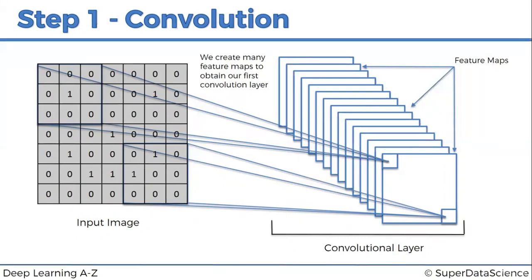We create multiple feature maps because we use different filters, right? And that's another way that we preserve lots of the information. So we don't just have one feature map.